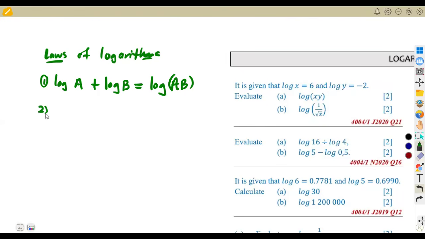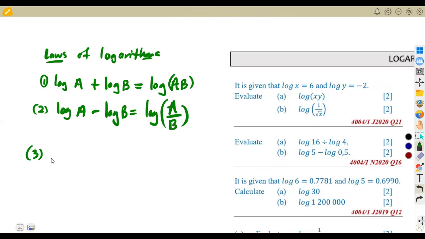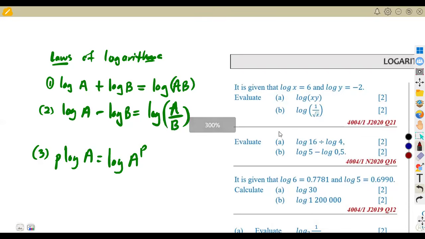All right? The same thing for a subtraction. If you're subtracting, you're going to divide the numbers, not the logarithms, no, the numbers. All right? The same thing for a multiplication. Let's say I've got p log of a, which is multiplying. This is going to be just raised to be an exponent of a. Some use n, some use p, anything. You can use n here. It's one and the same thing. All right. I'm going to explain these laws as we are moving on.